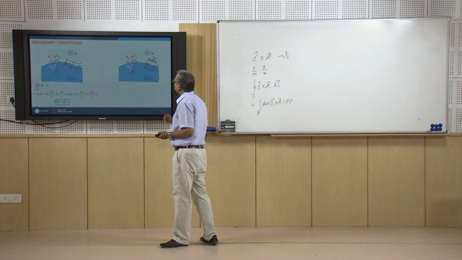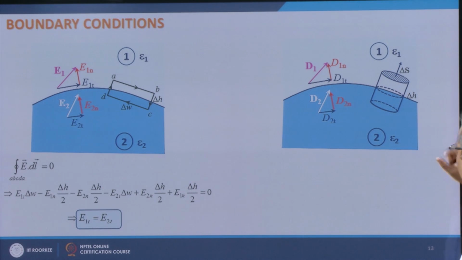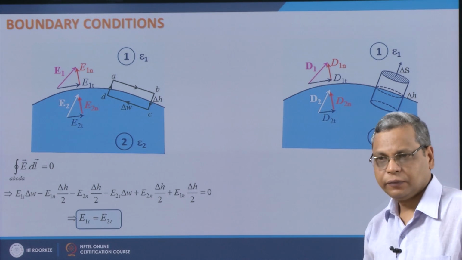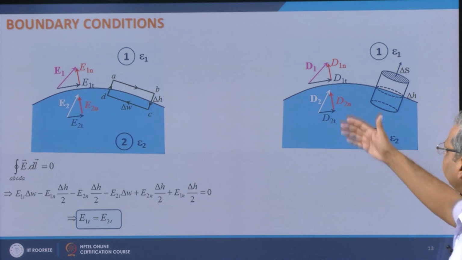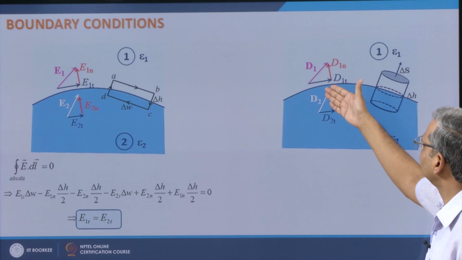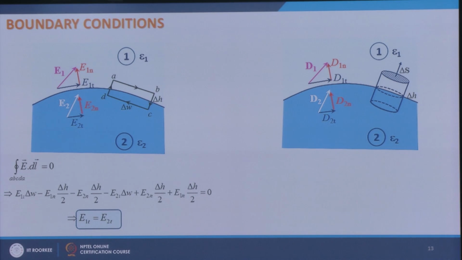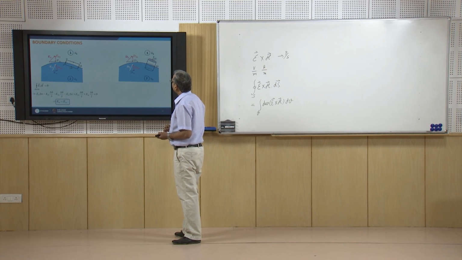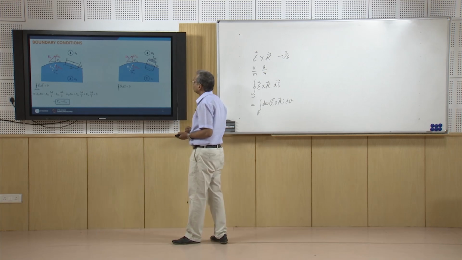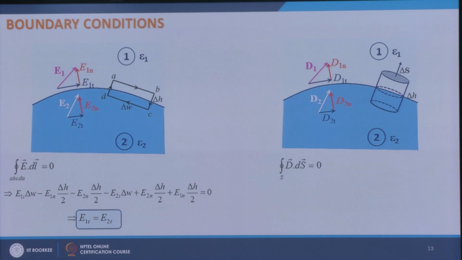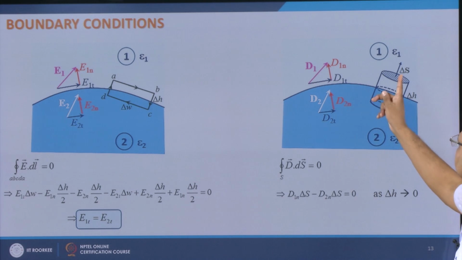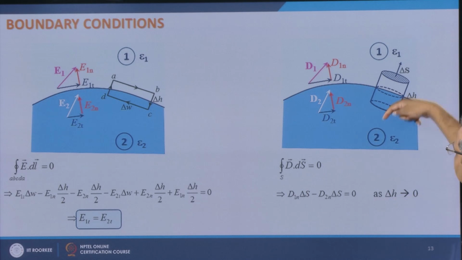What about the normal component? For the normal component, I consider a pill box like this, a very small pill box. Let me take initially the height delta H, and it has some surface area delta S. And I consider D1 and D2 vectors here. They are dielectric displacement vectors. I again resolve them into components which are parallel to the surface and perpendicular to the surface. Now, in this small pill box, I apply Gauss's law, which gives me D dot dS should be equal to 0. When I do this, it would be D1n times delta S, and D2n times delta S with a negative sign.